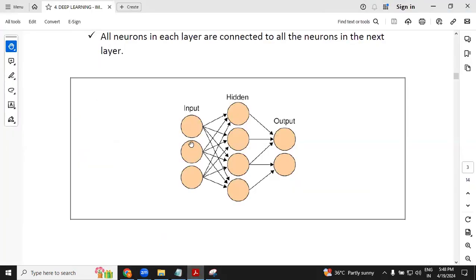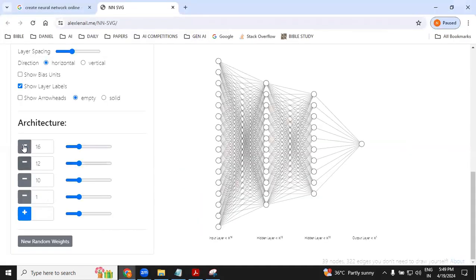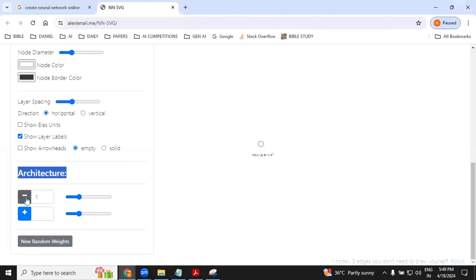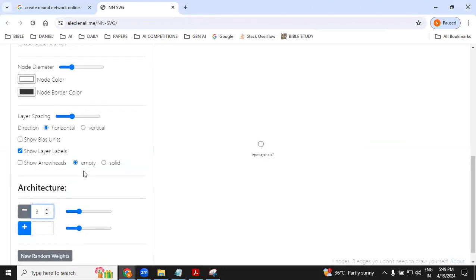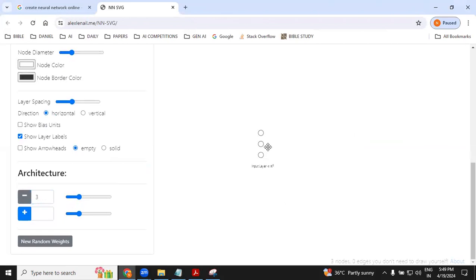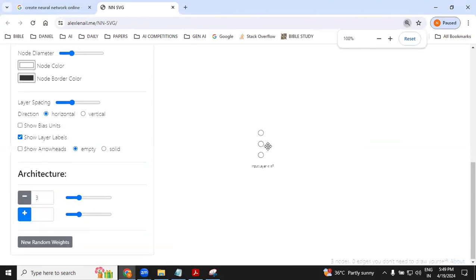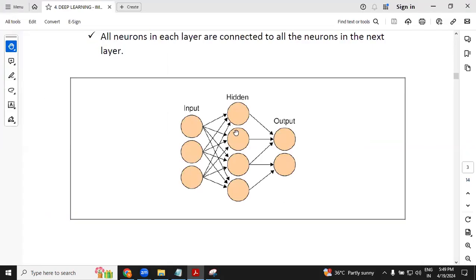Let me draw. How many input neurons? Tell me. You thought I would ask ChatGPT? No, right? Yes, three neurons. So first of all, delete all this stuff. First I need how many neurons? Three. Yes, three neurons came automatically. Next one will be four.